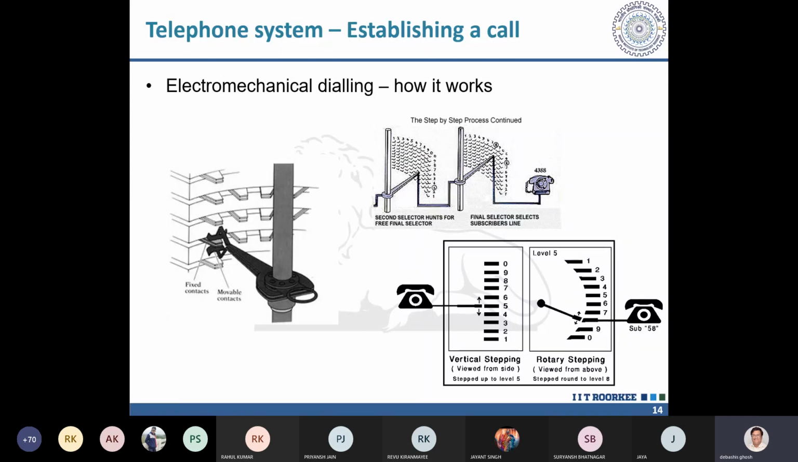Okay, now how do you make a call when you have multiple numbers? If you have two numbers, first take two numbers. When you dial the first number, then in the exchange you have something like this. When you dial the first number, this contact that I am showing here will move vertically due to some electromagnet which will be pulling it.